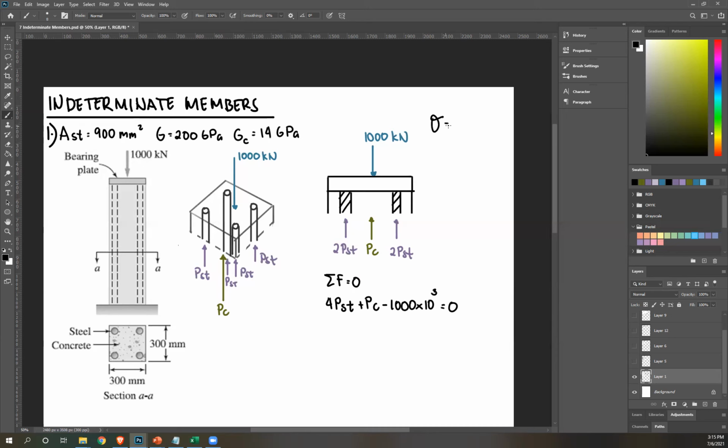And remember, stress equals force over area. Therefore, force is just stress times area. So I'm gonna rewrite all of this into force equals stress times area. So stress ST, area ST, then plus PC. So that's stress C plus area C. Then I'll just transpose this force to the other side.